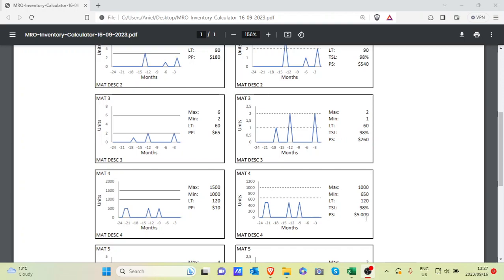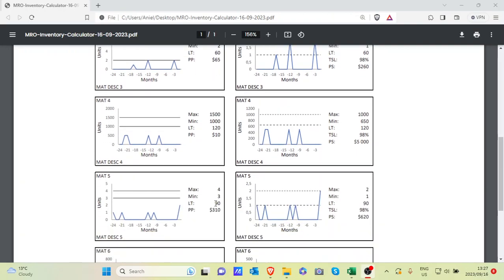If we look at 1 or 2 more examples, let's say material number 4 here, min and max levels are also just way too high. Lead time in this case is 4 months, 120 days, and the calculator actually suggests that we can get away with a maximum level of 1,000 and a minimum of 650 units. That will give us a potential saving of $5,000, and that's basically the difference between the existing maximum and the proposed new maximum times the purchase price of the material.